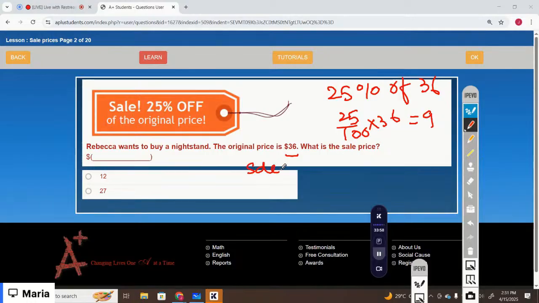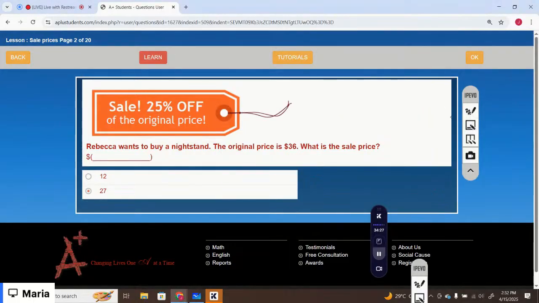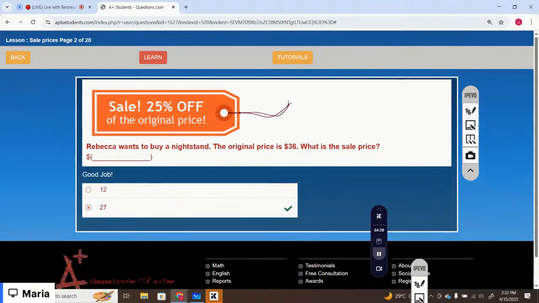So you need to calculate the sale price. The sale price is the original price minus the discount. The original price is 36. 36 minus 9 is $27. So that means the sale price is $27. Option number 2 is the correct option.